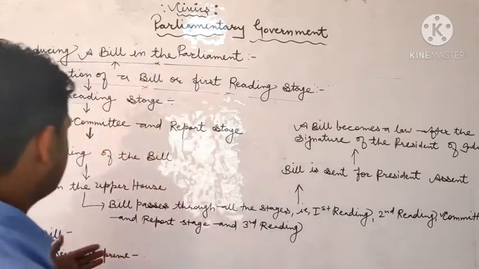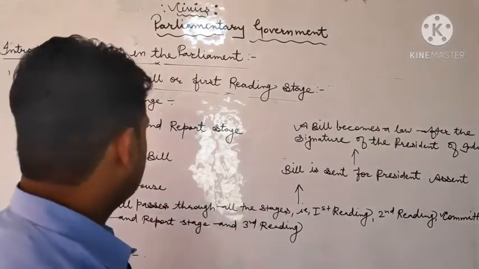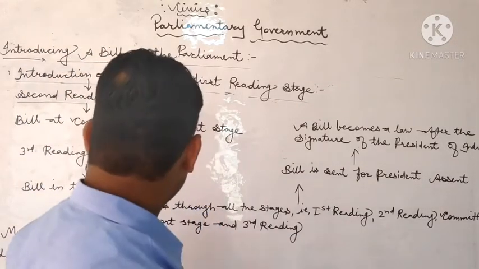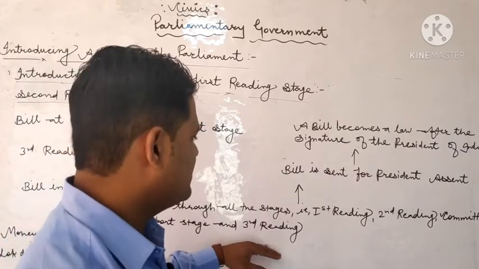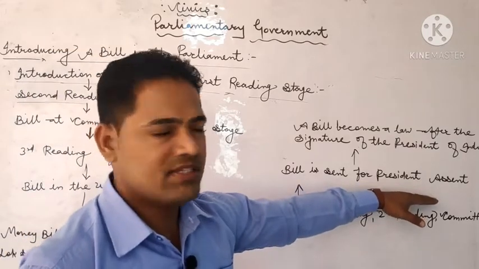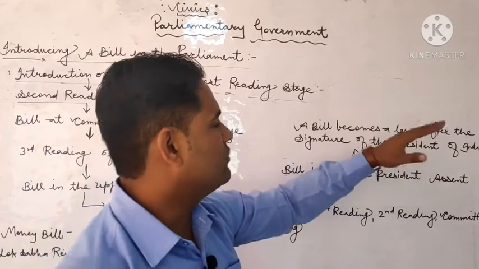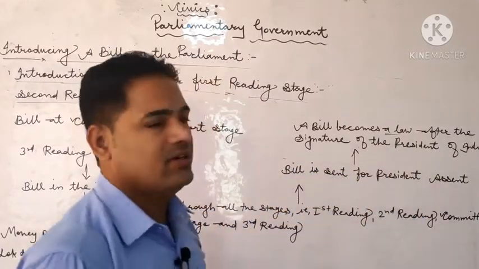So you see, the bill passes through all these stages: the report stage and the third reading. First reading, second reading, then the committee which is going to pass a report. Then one more reading. Finally the bill is sent for the president's assent. Once the president signs, the bill is changed into a law, which means a bill becomes a law after the signature of the President of India.